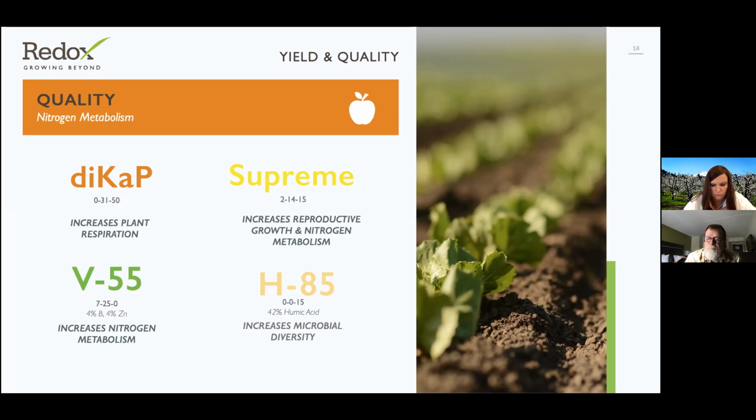H85. H85 is an amazing product. It's a 0-0-15 analysis with 42% humic acid. H85 increases microbial diversity. We've done tests years ago where we saw the increases in beneficial fungal populations have doubled in a very short amount of time with H85 applications.